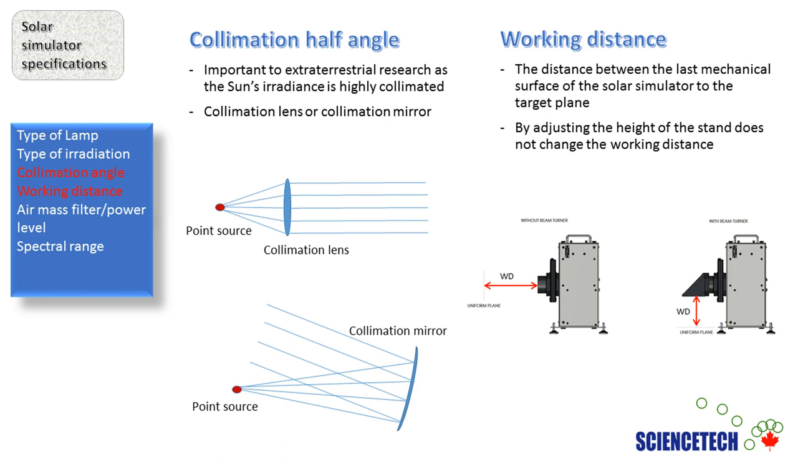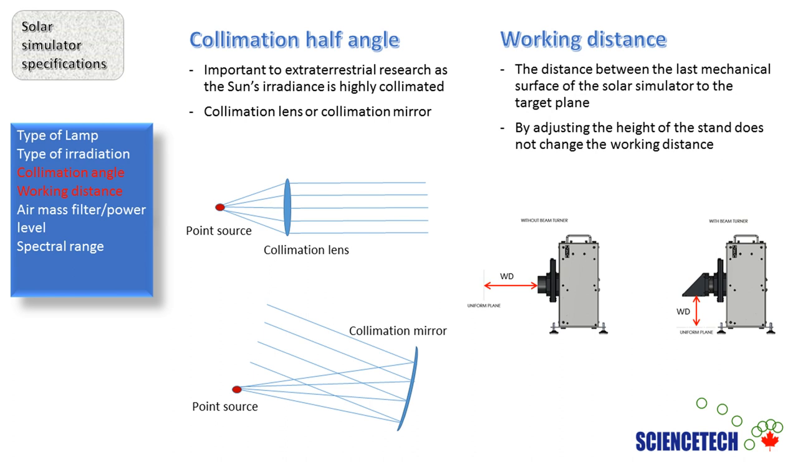Another specification we need to address is the working distance of a solar simulator. Working distance is the distance between the last mechanical surface of the solar simulator to the target plane. It is worth noticing that the working distance of a solar simulator is factory preset.